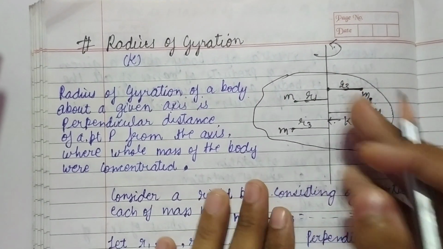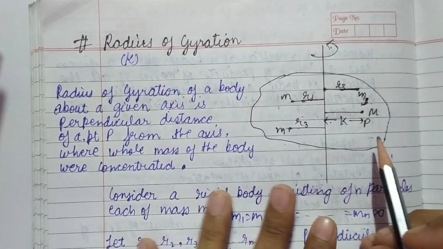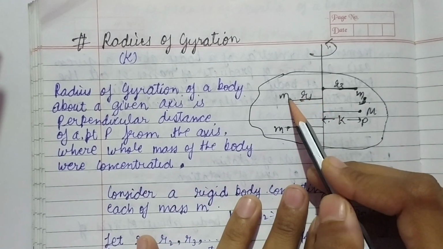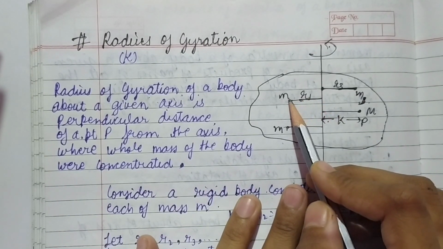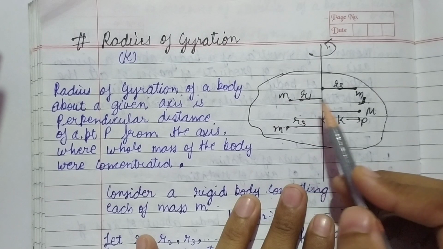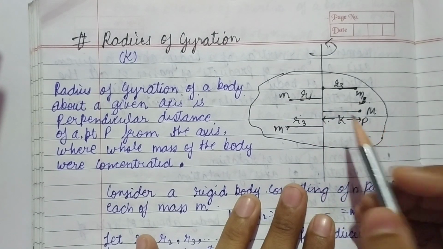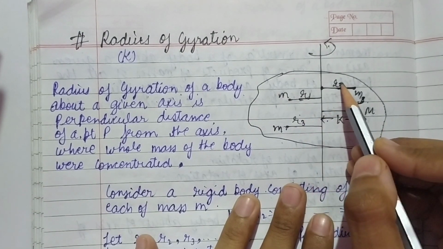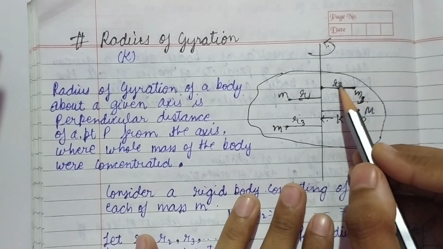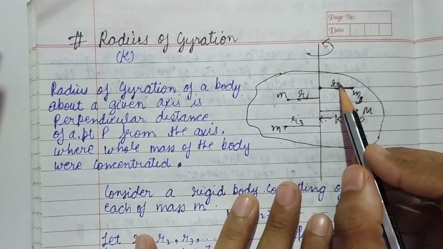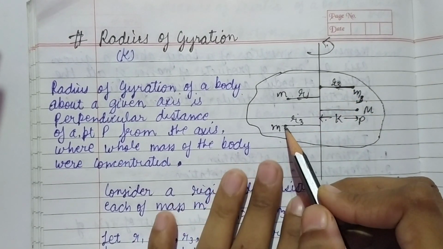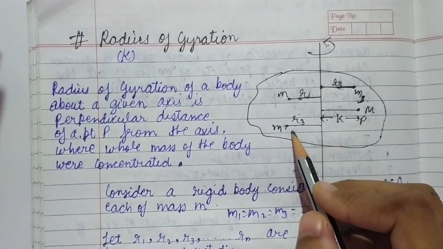If we assume this as a system of particles, here this is the first particle and the distance of this particle from the axis is r1, and we can have a number of particles like this. Let us consider this is the second particle and the distance of this particle from the axis is r2. Same way, this is the third particle and the distance of this particle from the axis is r3.